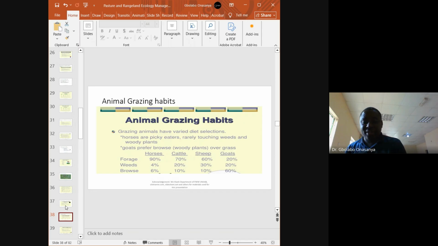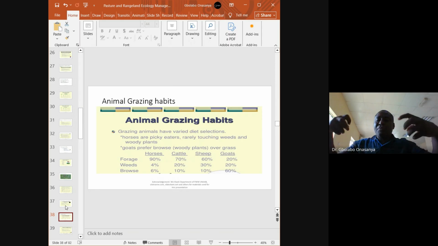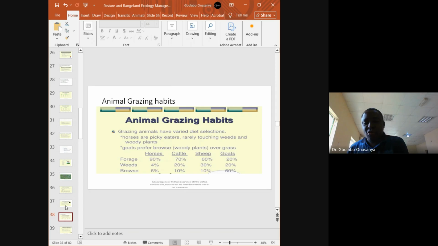That is forward grazing. We have forward grazing because of the different grazing habits of our animals. For instance, horses eat 90% of forage. Cattle eat 70% of forage. Sheep eat 60% of forage. Why does goat eat 20%? And I told you, goat is a browser.